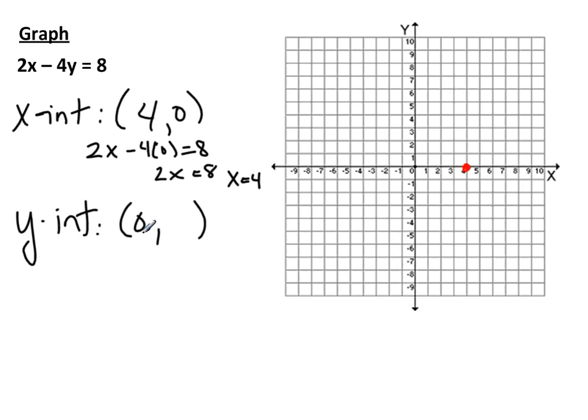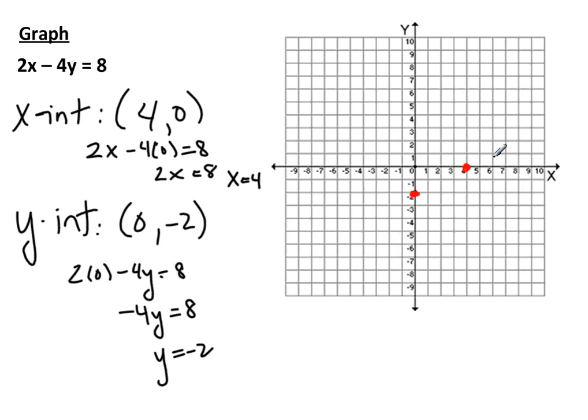If I look at my y-intercept, I'm going to substitute in 0 for x. I'm going to get negative 4y. Again, don't forget to drop down the negative. So y is equal to negative 2. So now I get the point (0, -2). Let's make that red.